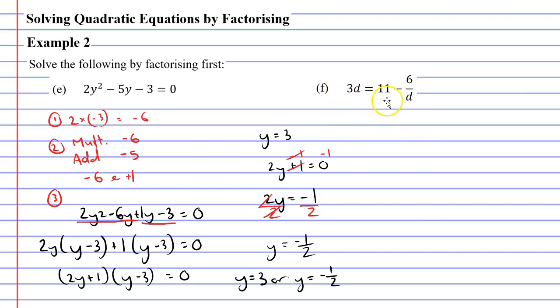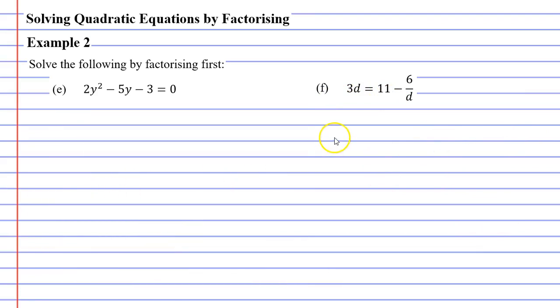We now need to move on to question F, and I'm noticing that I'm running out of room, so I'll start with a blank slate. When you first look at question F, it looks like it's not a quadratic. You'll also notice that we've got a fraction and the denominator is d, and I always say that if you've got a fraction, focus on getting rid of that fraction first. So we'll see what happens when we do that. We're going to times every term by d so that we can get rid of the fraction, so we can cancel that denominator. 3d times d is 3d squared.